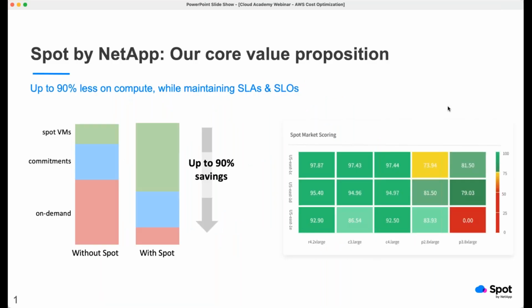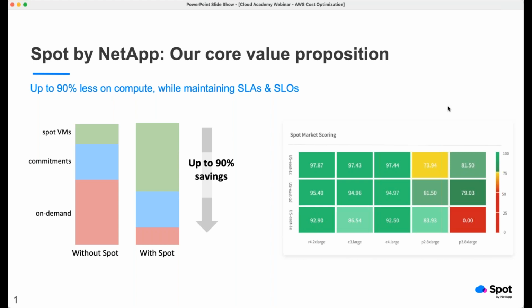So our core value proposition, and everybody's core value proposition when you run to the cloud, should actually be: don't pay the cloud provider any more than you have to. If you don't have to pay list prices to AWS, don't do it. It's the same compute. When I went through those three models before, it's the same EC2 instance that you're paying for in three different ways. So why not pay the lowest, cheapest price that you can? So the Spot platform does this for you.